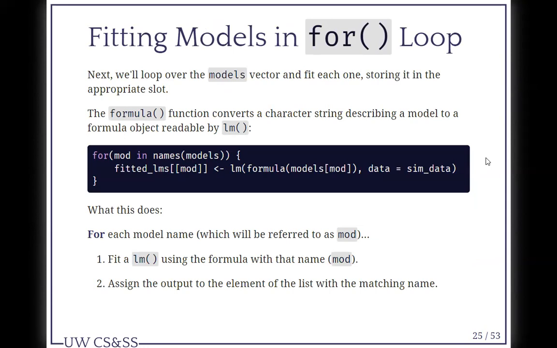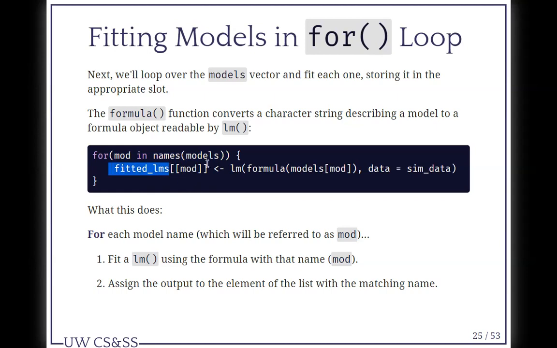So in this for loop, for each model name, which will be referred to as mod, fit a linear regression using the formula with that name. Assign the output to the element of the list with the matching name. Okay, so here we have mod. This is going to be our index that takes on new values throughout our loop. We have the names of our models. So this is like intercept only, linear, quadratic, cubic. And it's important that we use the names because then we can also subset by those in our list, which has the same named elements.